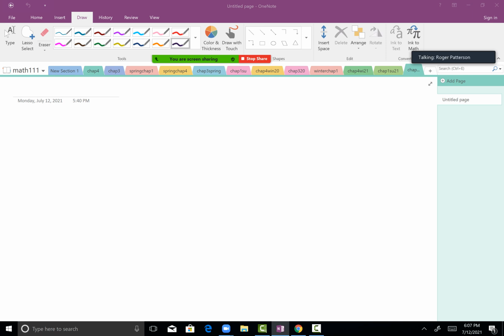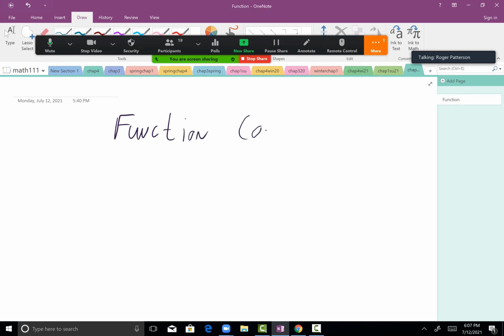All right. So this is in section 4.1. If you're following along, I think it's like on page 282, something like that. And it's on function composition. 281, thanks, bud. So, function composition.